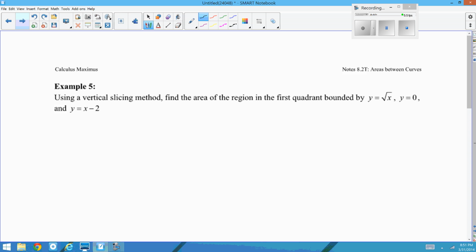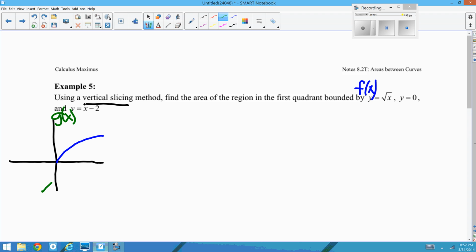Example 5. Now, this is going to be kind of a neat introduction to our next idea. We're going to use a vertical slicing method, which is what we've been using this whole time. And then I'm going to show you another way to do this. So my f of x is going to be the square root of x. My g of x is going to be x minus 2, which would look something like this. And we're going to find the area of the region in the first quadrant. So I only want this here.